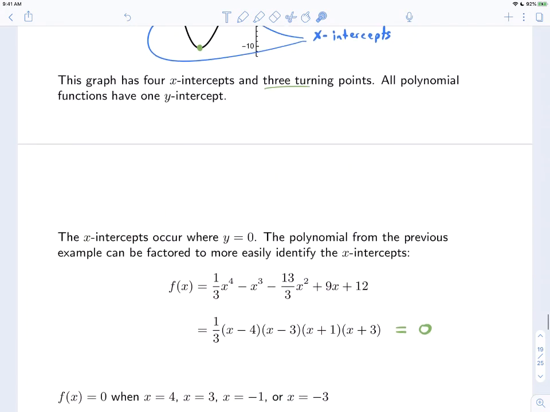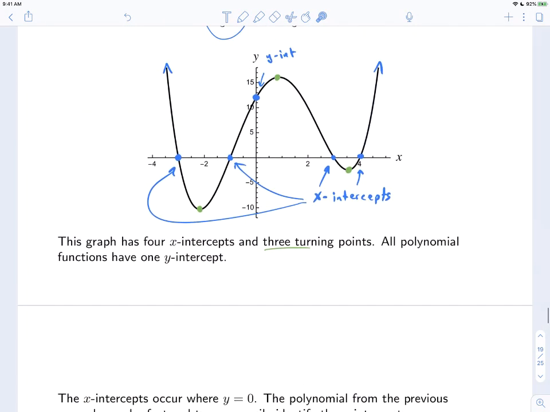And if you look back at the graph, you can see that. There's an x-intercept at 4, 3, -1, and -3.